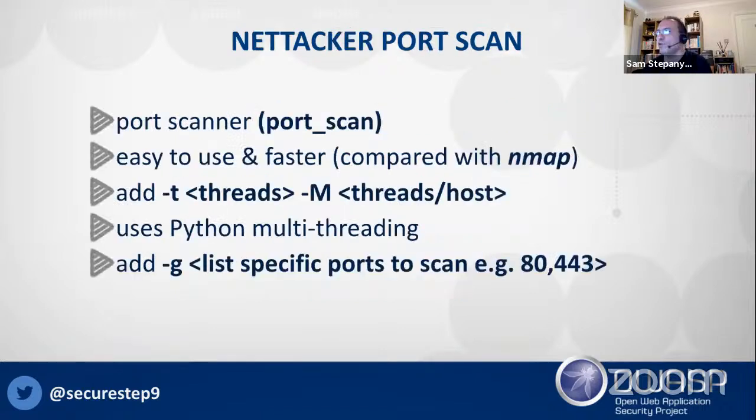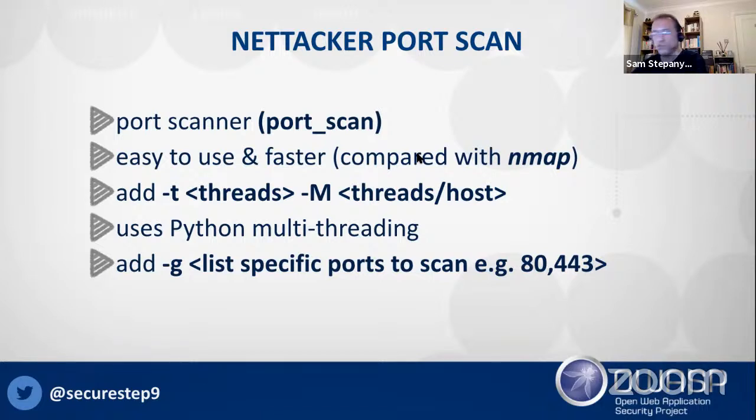The first module I want to talk about is the port scanner. Again, probably a lot of people know about Nmap. I would say that Nettacker is much easier to use than Nmap, and it could be faster because you can control how many threads and how many threads per host you want when you scan with it. As Nettacker is using Python multi-threading, you can easily control this. If you want to scan for specific ports, you can add the -g parameter, and it will scan for, let's say, port 80 and 443. By default, Nettacker's port scanner will only scan the 1,000 most frequently used ports. This is very similar to Nmap as well.